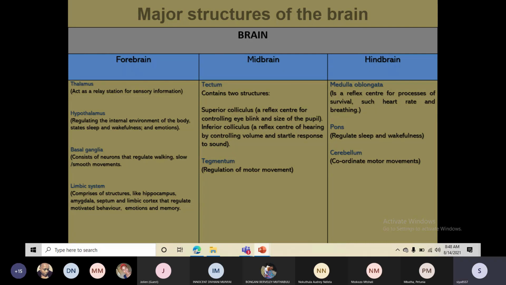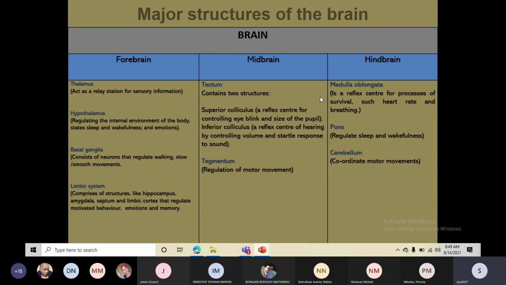If your medulla oblongata is affected, like as they say, it's a process of survival, heart rate and breathing rate. If your medulla oblongata is affected, then that equals to death. You die instantly. Or if they hit at your medulla oblongata, there's so many chances that you can collapse instantly.